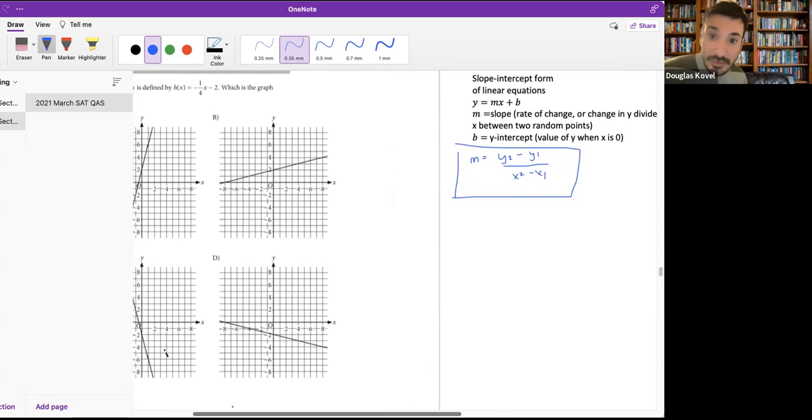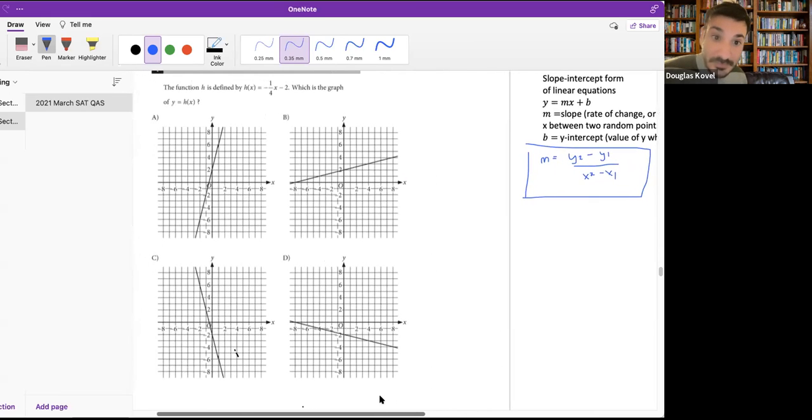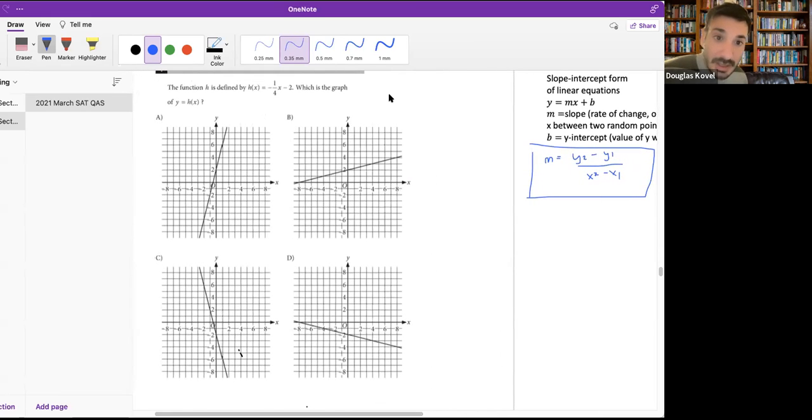We're going to see a bunch of questions on the test dealing with this concept in some form or another. So in this problem, I could see that my m is negative a fourth, because that's the coefficient to the x term. So I have a slope of negative 1/4, and then I have a y-intercept of negative 2.